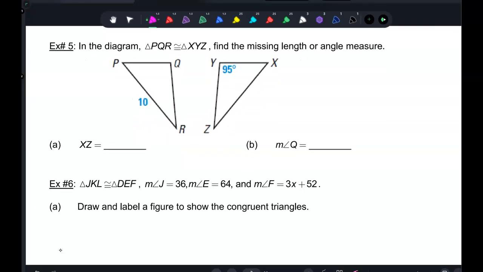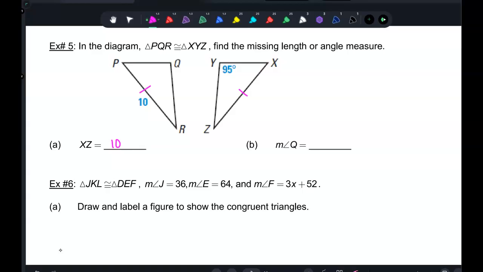Okay. Now we have to use a little bit of prior knowledge. Or actually, we don't have to worry until example 6. We'll have to take a look at that. Here we just have to figure out what XZ is. XZ is the same thing as which one? These two are congruent. So XZ has to be 10.